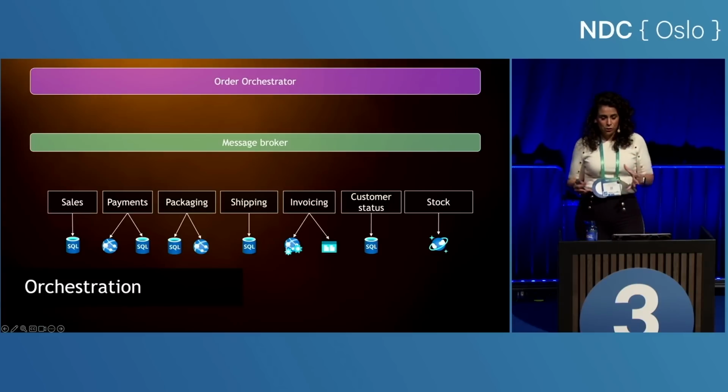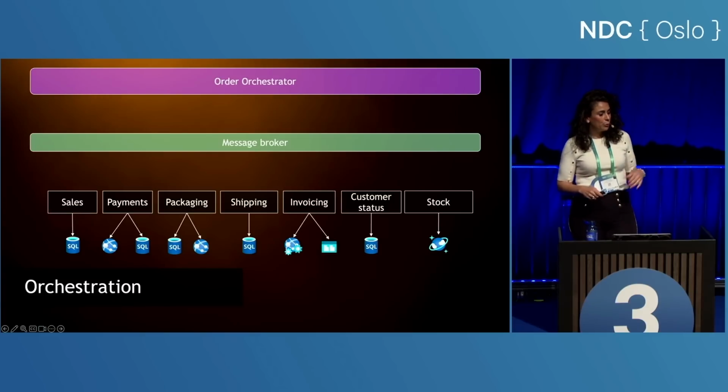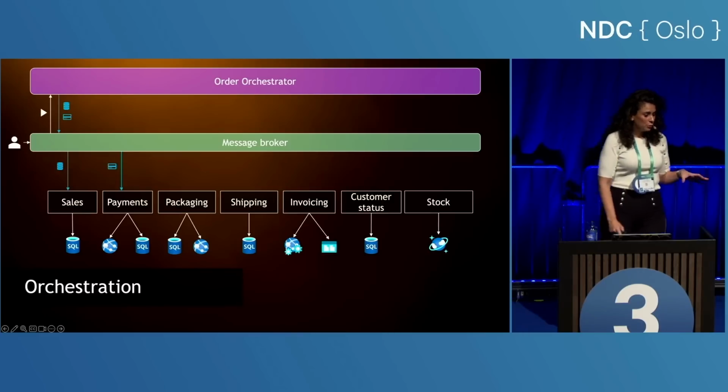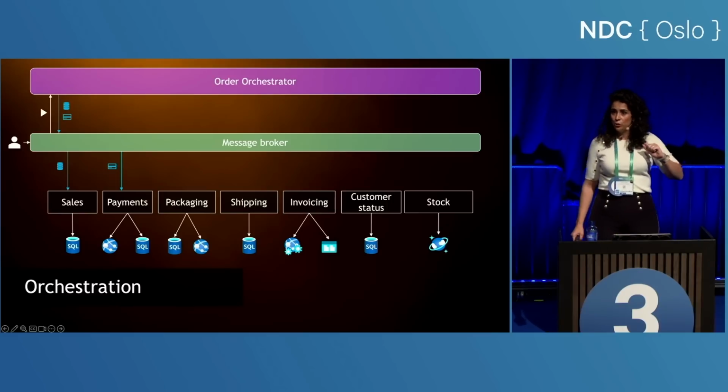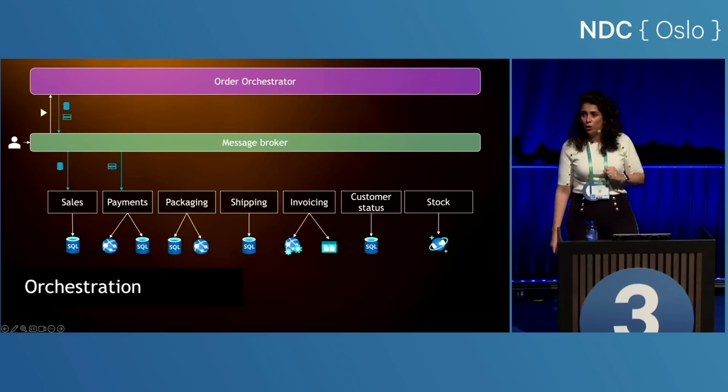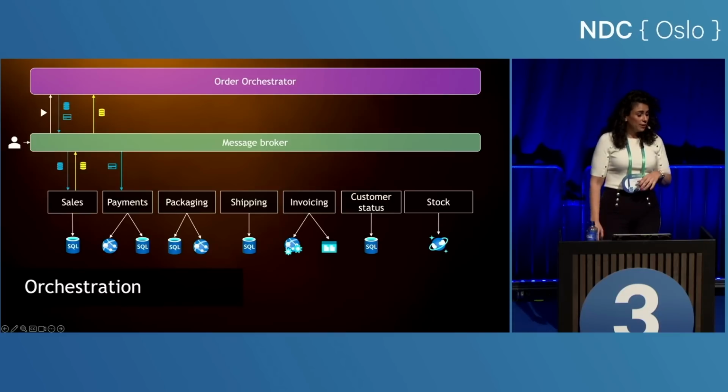Now, if we try to visualize that a little bit, now we would have the user coming in, sending that initial message to the message broker. That kicks off the order orchestrator. The orchestrator will then tell sales to basically store the order and payments to charge the order. At that point, sales is back and says, hey, I'm done, I have it stored.